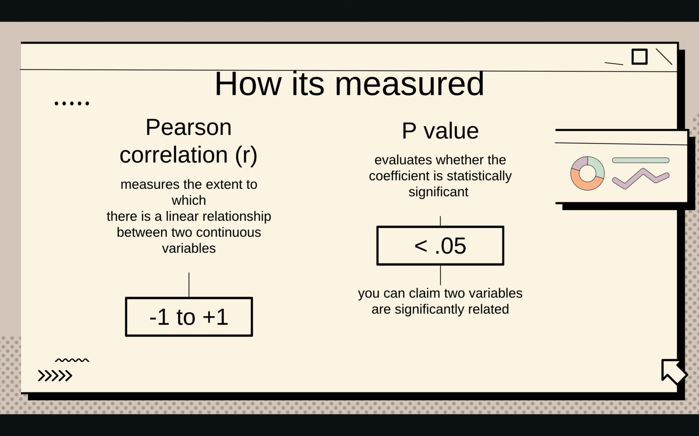The p-value evaluates whether the coefficient is statistically significant. So to have statistical significance, it has to be less than 0.05 for the p-value. If it is less than 0.05, you can claim that the two variables are significantly related.